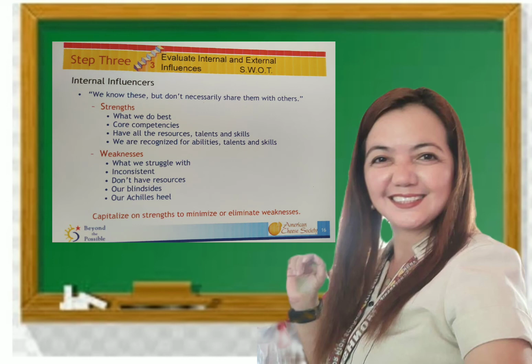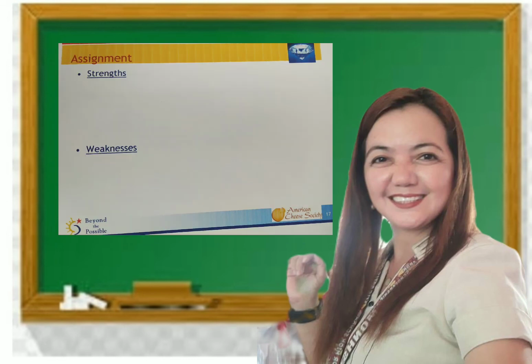And then on the weaknesses, you have to consider what you struggle with. You're inconsistent. You don't have any resources. The blind sides of your business, your Achilles heel. In making this SWOT analysis, you have to capitalize on strengths in order to minimize or eliminate weaknesses. So, in your group, your assignment is to list strengths and weaknesses.